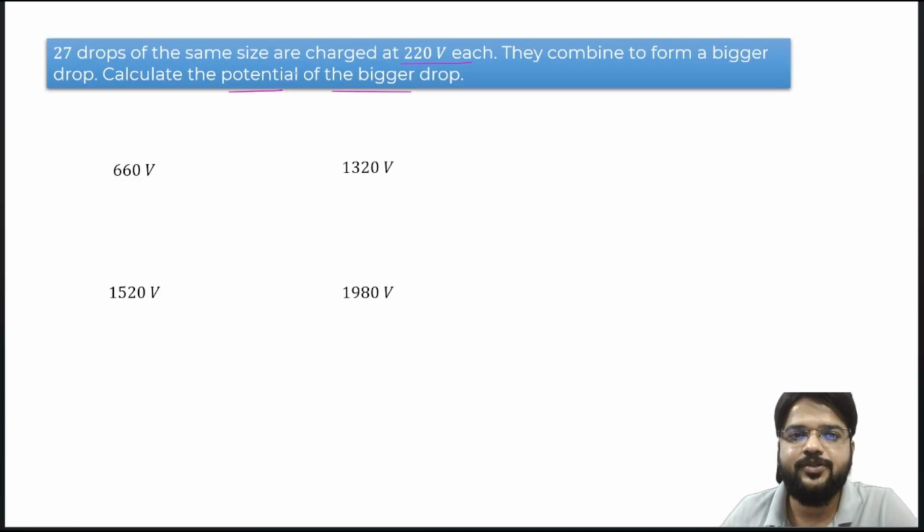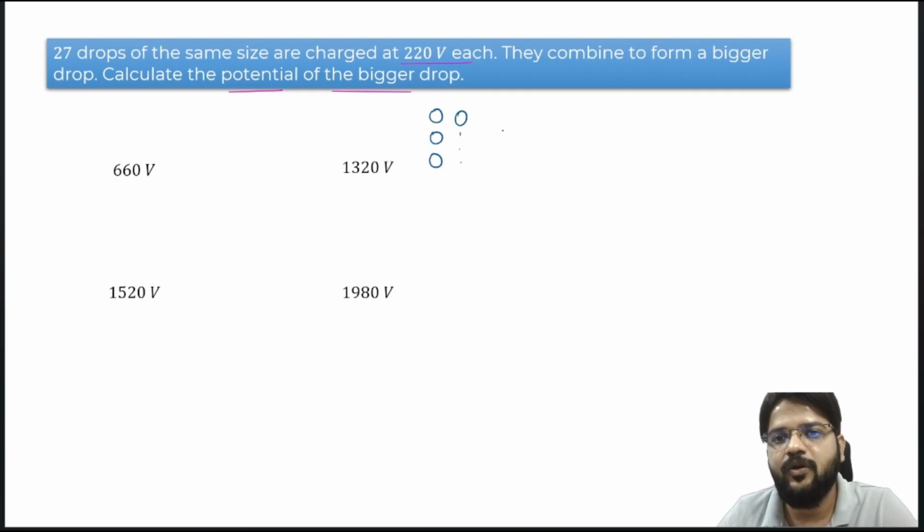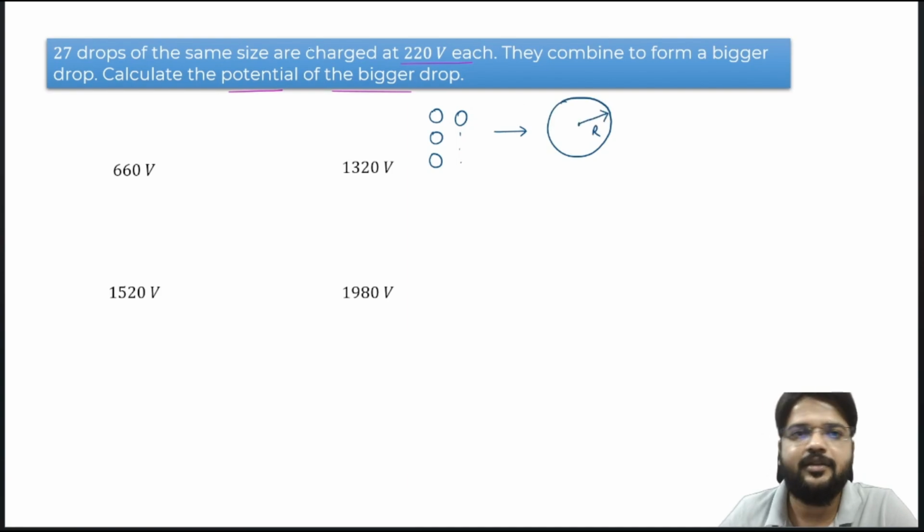So what is happening here in this question? We have 27 small drops, correct? And we are combining all these 27 drops and making one big drop. Let's suppose the radius of the big drop is capital R and the radius of the small drop is small r, correct? So the radius of the bigger drop is capital R, the radius of the small drop is small r.